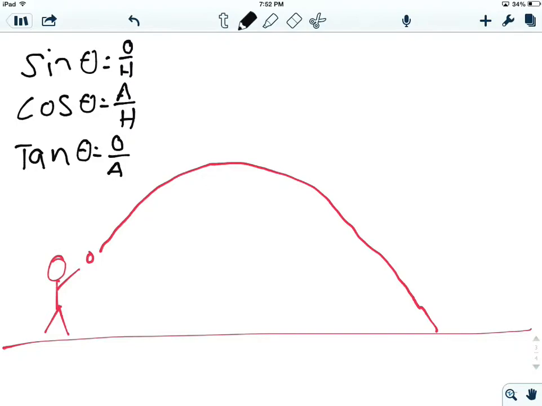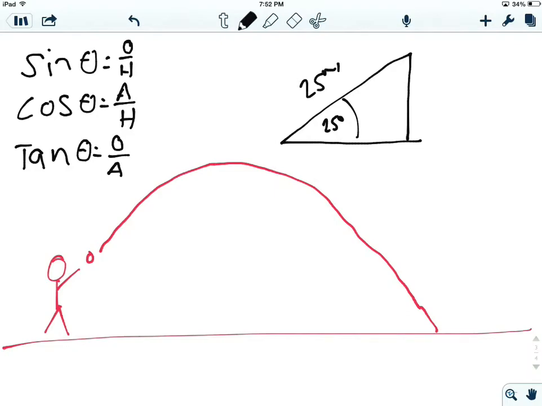With SOHCAHTOA, basically all the projectiles that are fired, we're going to equate them down to a right triangle. So we'll get this nice right triangle, and when it tells us it's thrown at, say, a 25-degree angle, and it gives us a velocity, we're just going to say that this guy throws at 25 meters per second at an angle of 25 degrees.